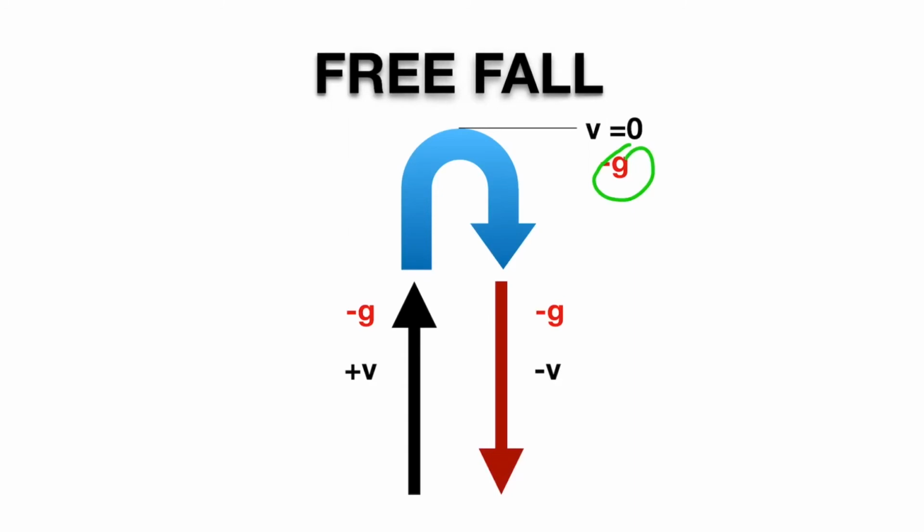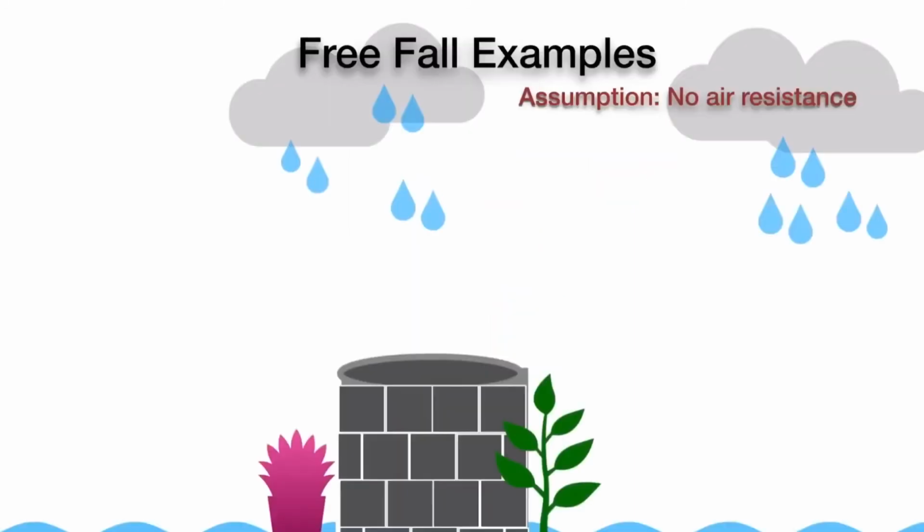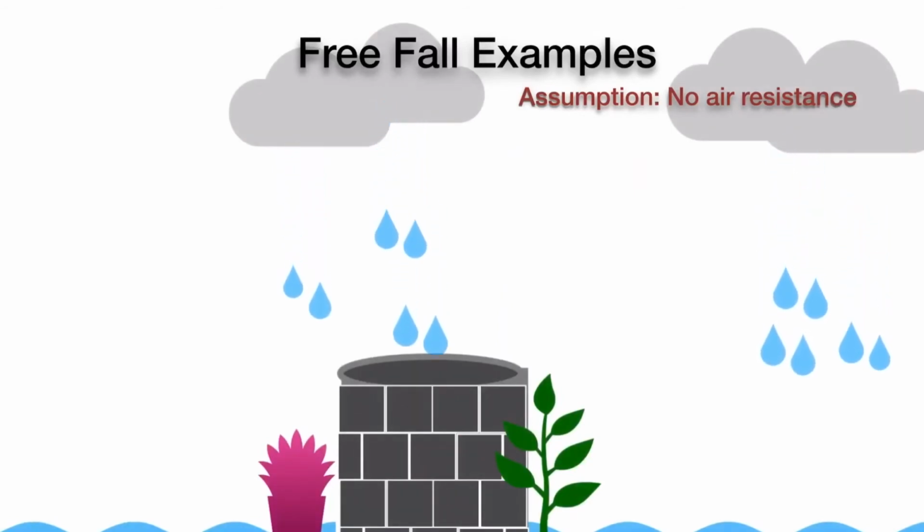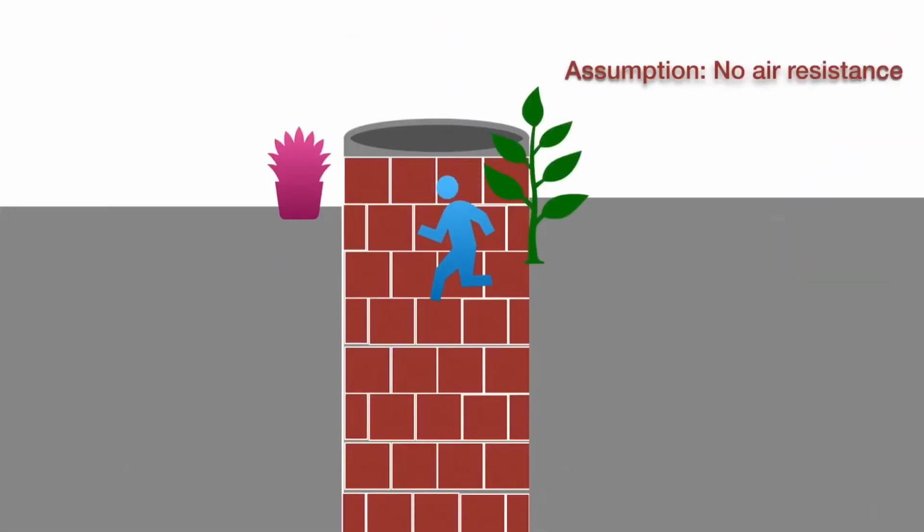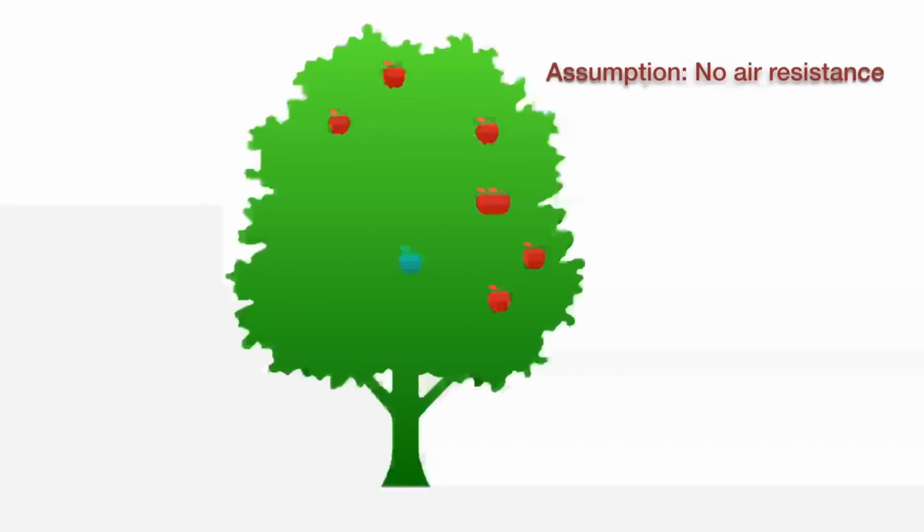Here are a few examples of free fall. In the absence of air resistance, the falling of raindrops can be considered as a free fall. Similarly, if a man jumps into a well, this is also a free fall. Another case is a fruit falling from a tree. All these are examples of free fall if we assume that there is no air resistance.